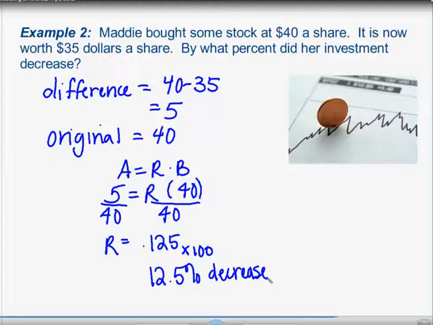Notice that regardless of whether you are solving a percent increase or percent decrease problem, your formula remains the same. The amount is the difference between the two values, and your base is the original amount. Using A equals R times B, you can replace A with the difference, B with the original amount, and then solve for R to find your percent.